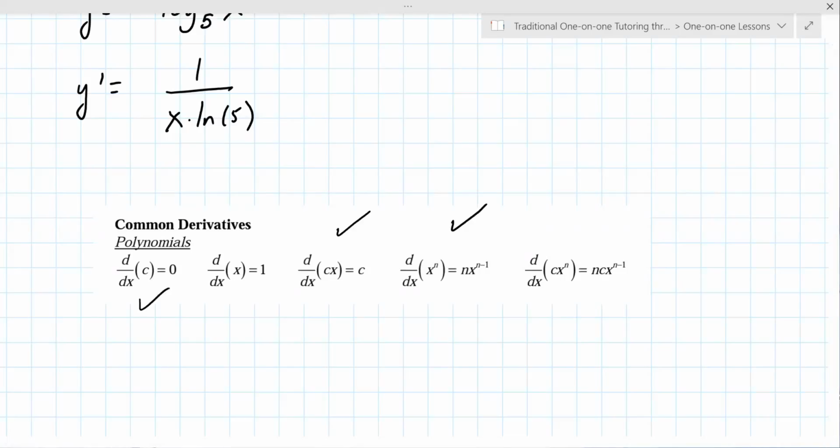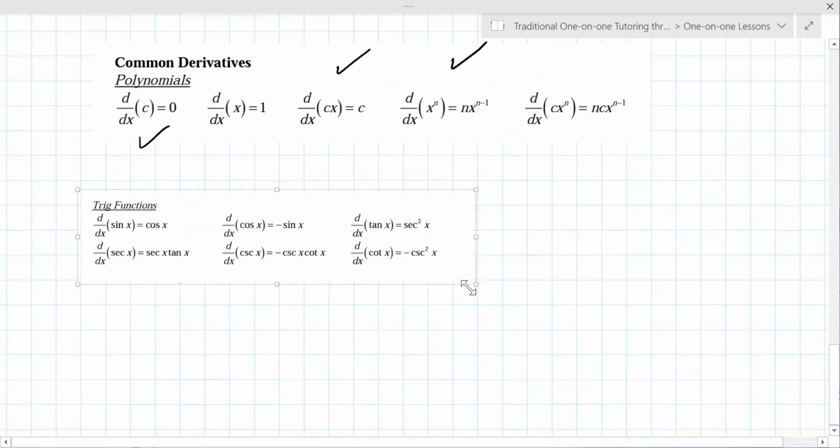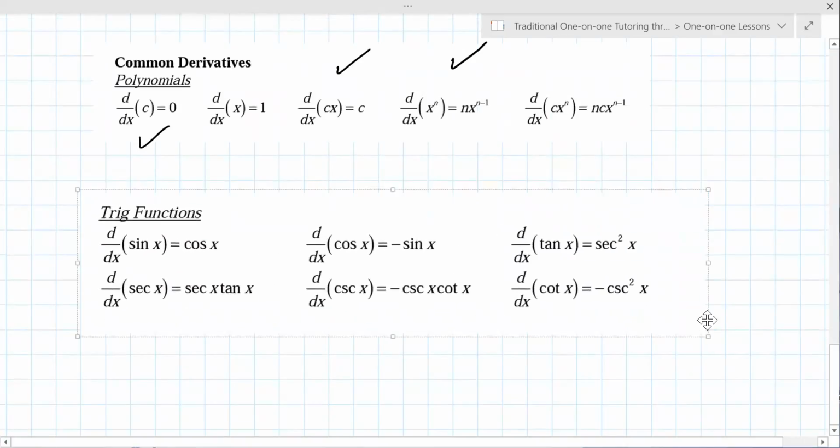So the next set of rules is your trig functions. These are something you have to memorize. The derivative of sine is cosine. The derivative of cosine is minus sine. Derivative of tangent is secant squared. Derivative of secant is secant tangent. Derivative of cosecant is minus cosecant cotangent. Derivative of cotangent is minus cosecant squared.